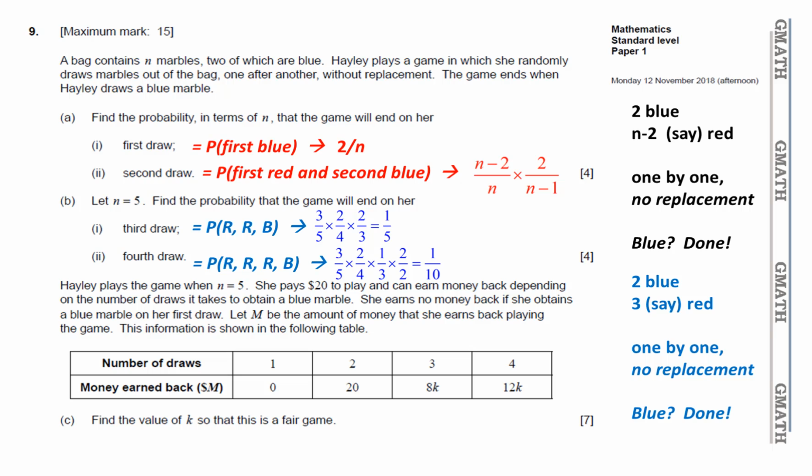Finally, to have a fair game, we must have an expected value of $20 for the money earned back, according to the number of draws and the probability of ending the game at that precise number. We use the probabilities calculated in the previous items, and the equation created is self-explained.